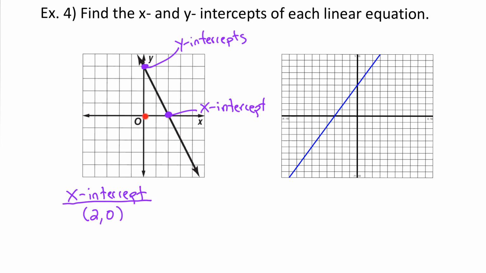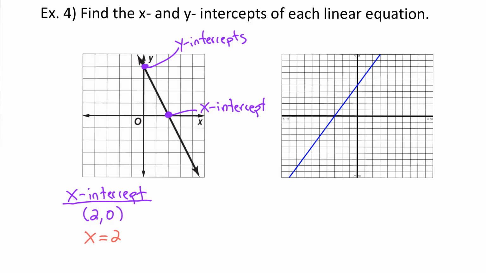Notice, you go 2 to the right, and you don't go up or down. So it's 2, 0. Or another way you can say the x-intercept is x equals 2. So there are a couple of ways you can write down your answer. You can write it as a coordinate 2, 0, or x equals 2. Now notice that y equals 0. When you're looking for the x-intercept, that's what it is. The y is 0, and you just need to find the x value.